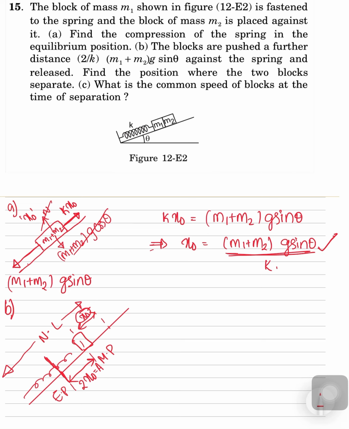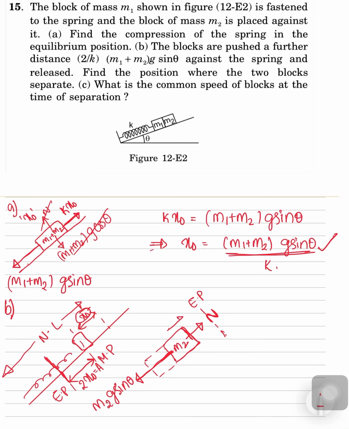Now consider two situations. This is our equilibrium position. Consider the blocks when they are just below the equilibrium position and somewhere above it. First I am taking when the blocks are below the equilibrium position. Now I am considering only m2. Here there is the m1 block. This m1 block will apply a normal reaction in the upward direction, which I am calling N. And the weight of the block acts in the downward direction, the component of its weight being m2 g sin theta.